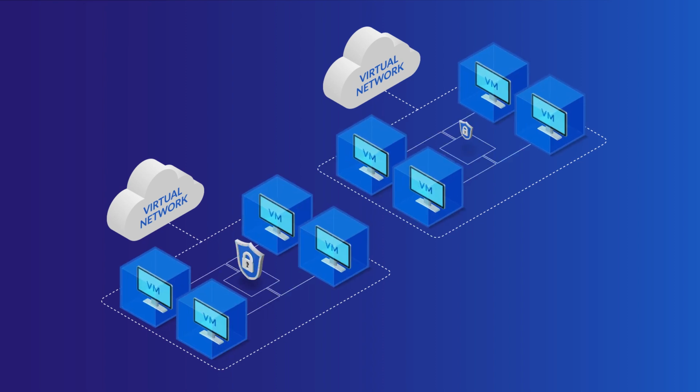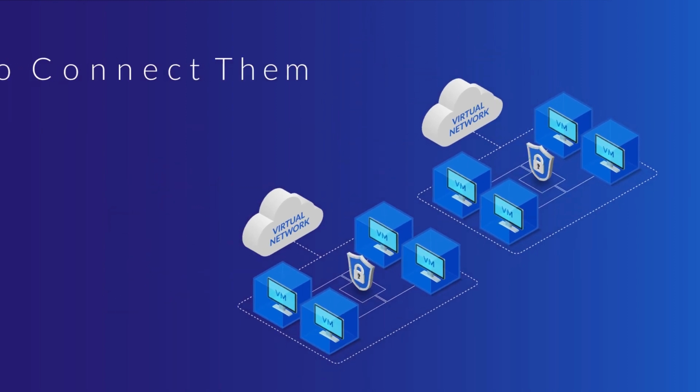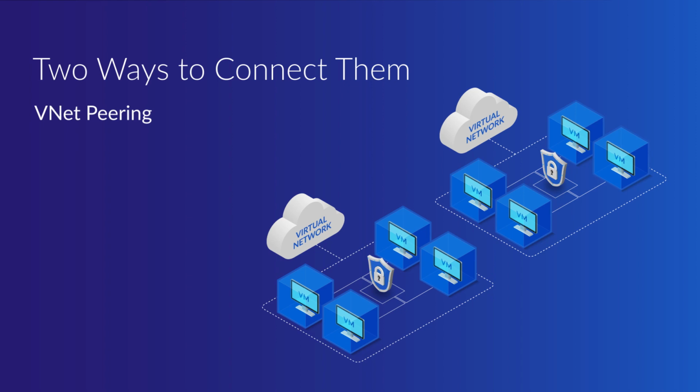If you have multiple virtual networks, then they'll be isolated from each other by default. There are two ways to connect them, using VNet peering or using a virtual network gateway. VNet peering is by far the easiest method, so we'll start with that. I'm not going to show you the process of creating the two VNets, though, because I'm assuming you already know how to do that. Just make sure you don't give them overlapping IP address spaces.